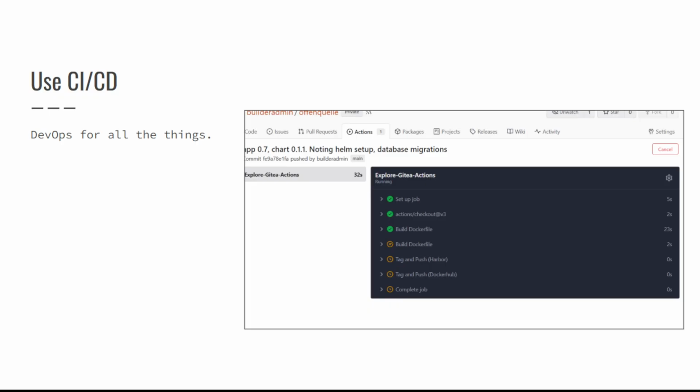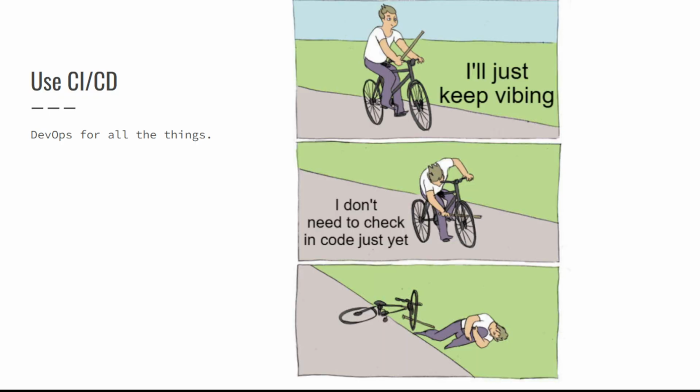And I bring this up because I've witnessed enough people that don't do the Git, they don't do the checkpoints, they don't do the CI/CD, and they just keep vibing. I'll just keep vibing. I don't need to check in yet, and then kapow. They've blown a whole lot of budget and a whole lot of tokens with nothing to show for it because they've made a big mistake, the thing doesn't work, and they don't know how to roll back.